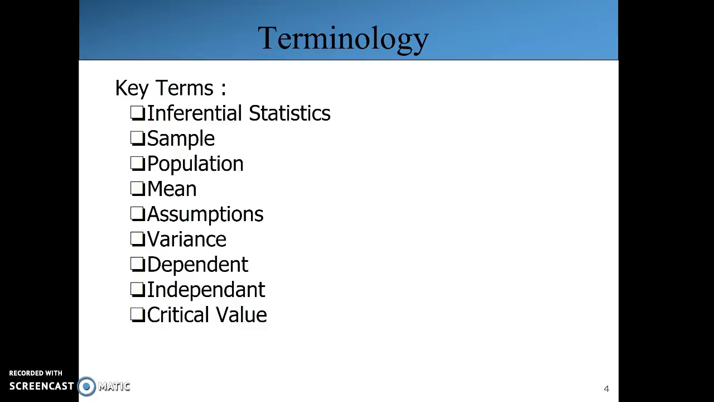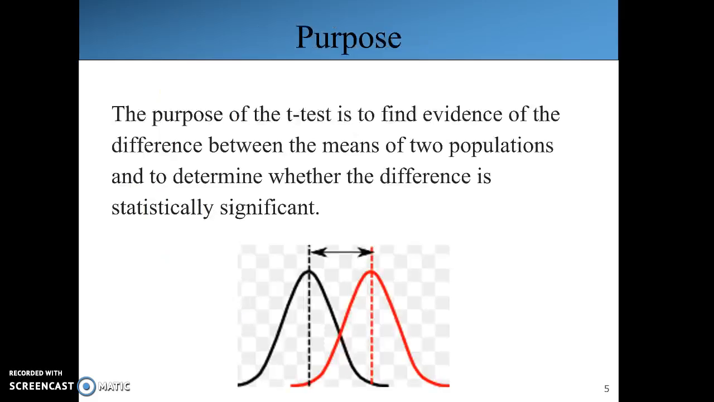The variance is the measure of the spread between numbers in a data set. Dependent variables are basically the effect variables, while the independent variable is the cause. Finally, the critical value is the point beyond which we reject the null.